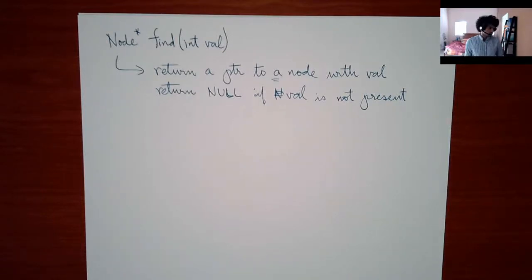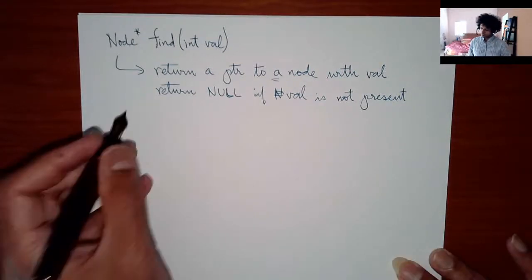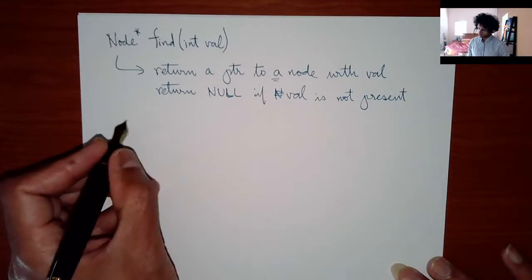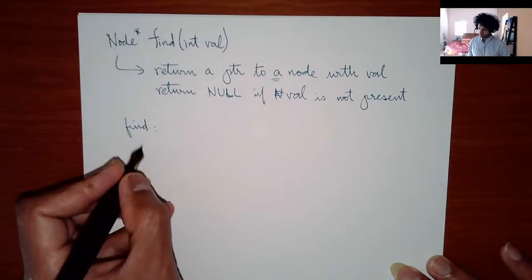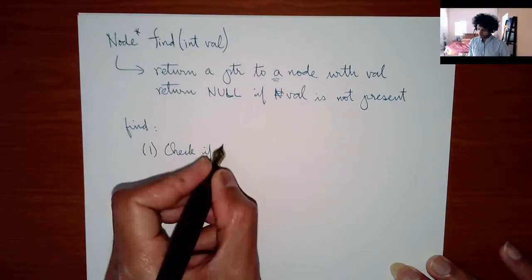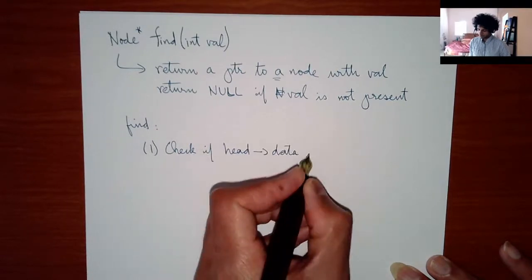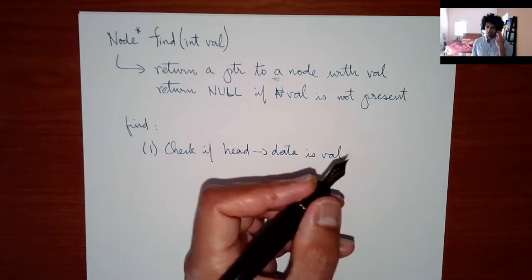And now one needs to sort of think a little bit. Let's think about what it is recursively. Just think in terms of English. So here's a recursive idea to find. So you say find. Here's how you're going to do it. Check if head arrow data is val. And if so, you're done, right? If it is, you just return the head and you're done.